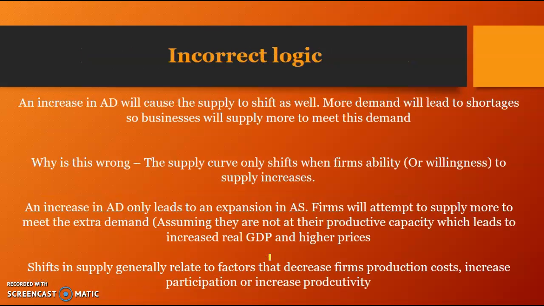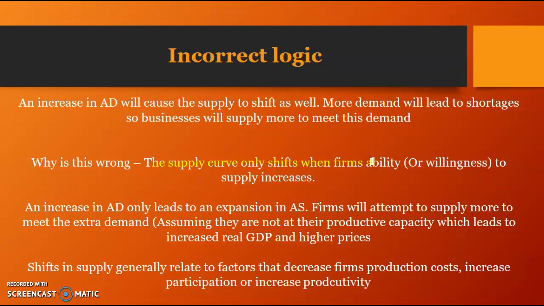Just one thing to finish off with: when you're talking about an increase in aggregate demand, you don't want to say an increase in aggregate demand also leads to a shift in aggregate supply. What essentially happens is that an increase in aggregate demand leads to an expansion in supply because the increase in demand leads to shortages, so businesses supply more to meet the demand. It is wrong to say the supply curve shifts.